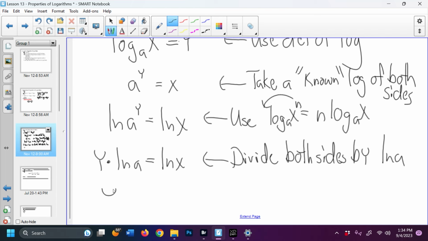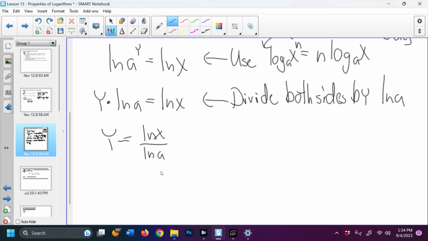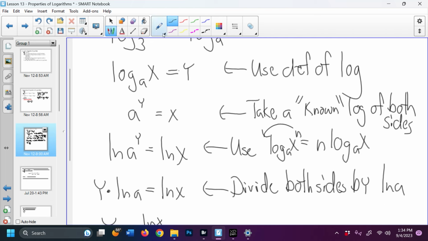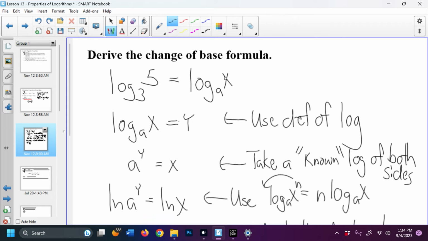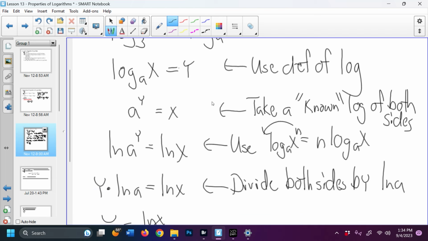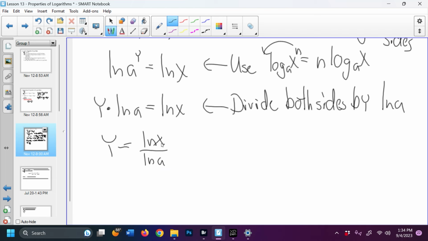And what that does is y equals the ln of x over the ln of a. And so now I have a new formula that calculates a logarithm of this form. If I know what the value of x is, I know what the value of a is, I can plug in that x and that a and just divide those two logarithms to calculate that value. That is the change of base formula.